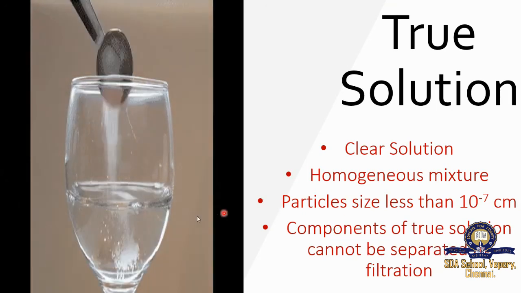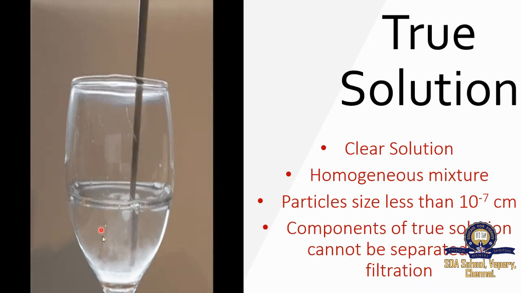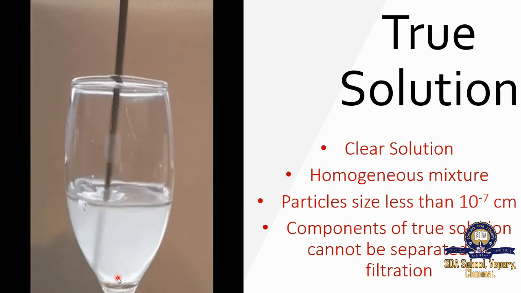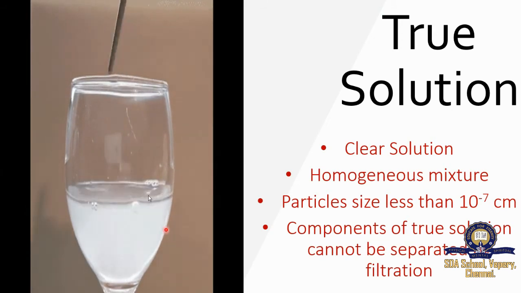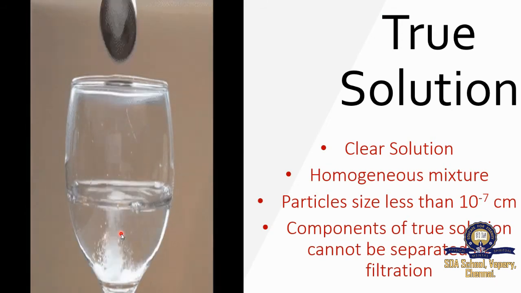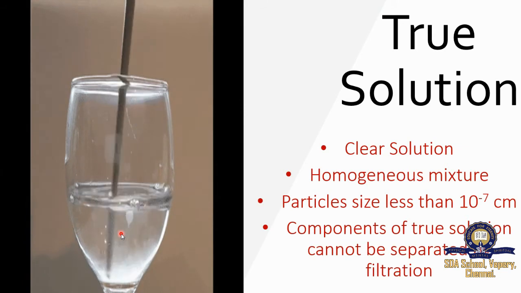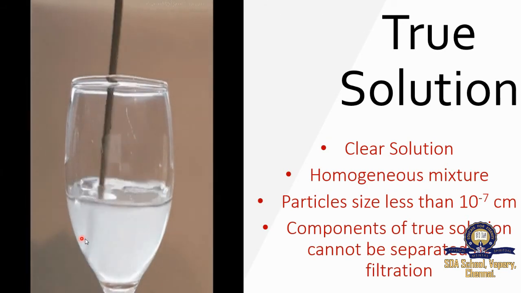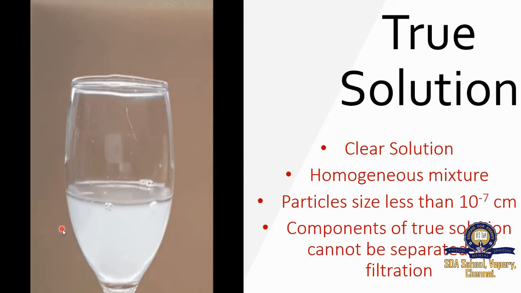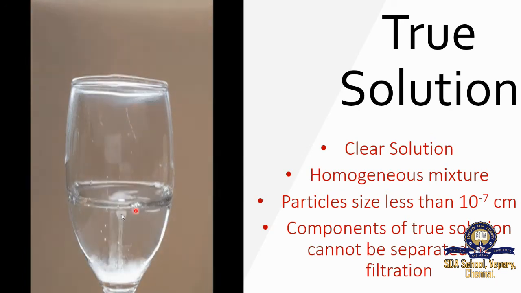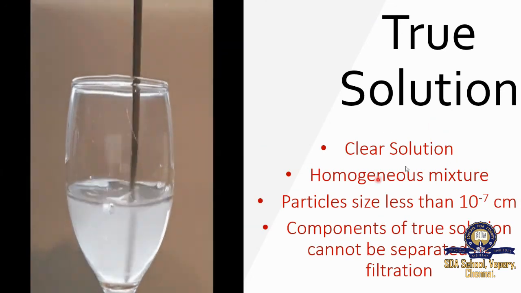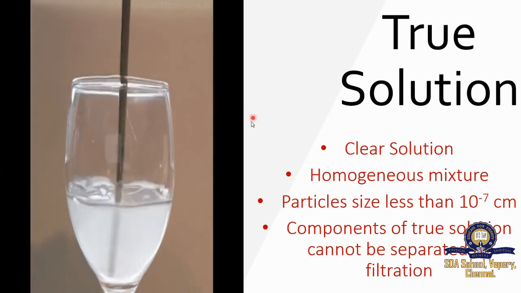If we leave the salt solution undisturbed for a very long time, we do not see any insoluble solid settle at the bottom, right? Thus, this salt solution is stable. And it is a homogeneous solution, since it has uniform composition throughout. And the solution will be clear and transparent. So these are the properties of a true solution. I hope you are clear with the true solution.